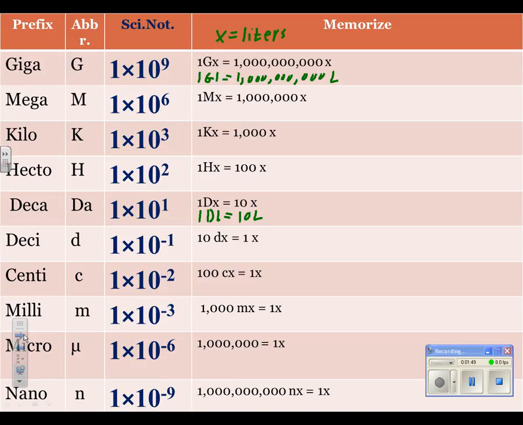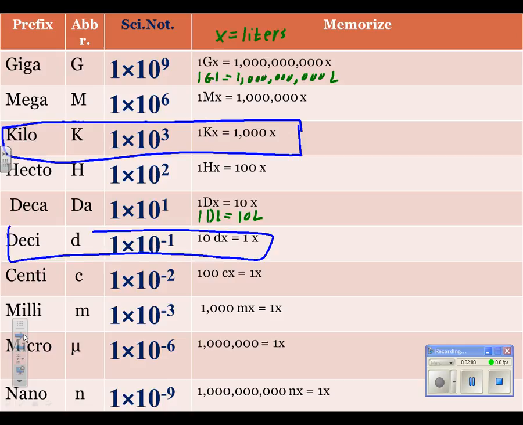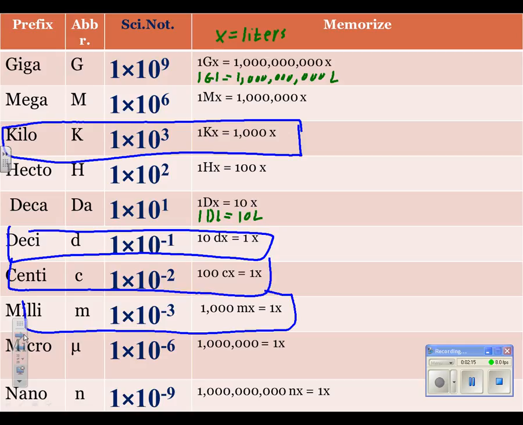That's how it goes. Do you need to memorize all of this? Just the ones that are highlighted for you on your notes. So you've got kilo. You will use kilo a lot. There are thousands in kilos. Then you have decis. Decis are tenths. Centis is hundredths. Millis are thousandths. And nanos are billionths. Those are the big ones that you'll see a lot.